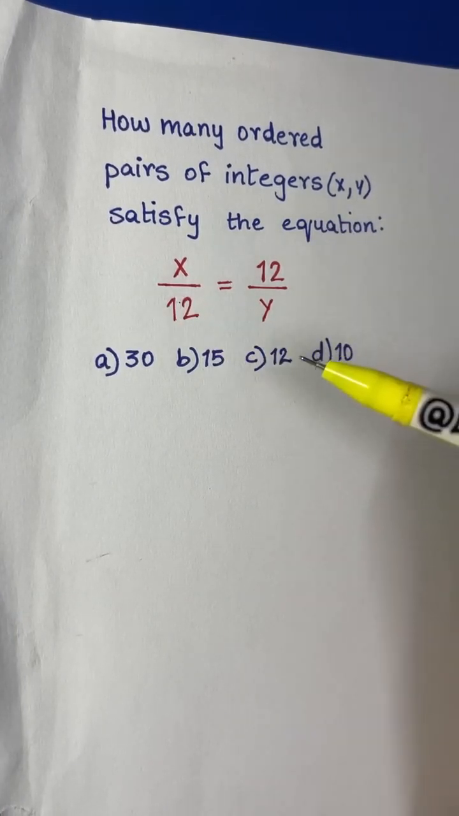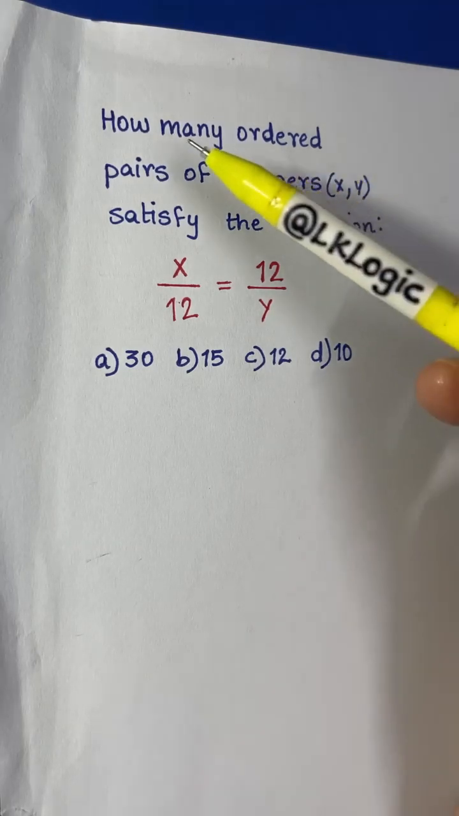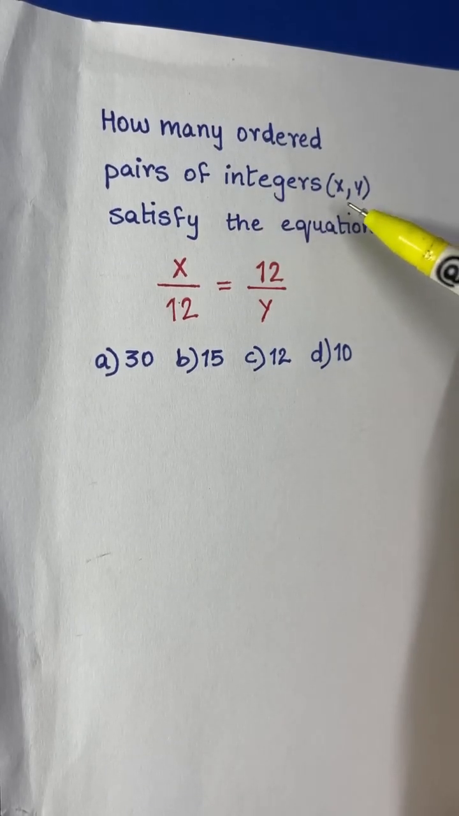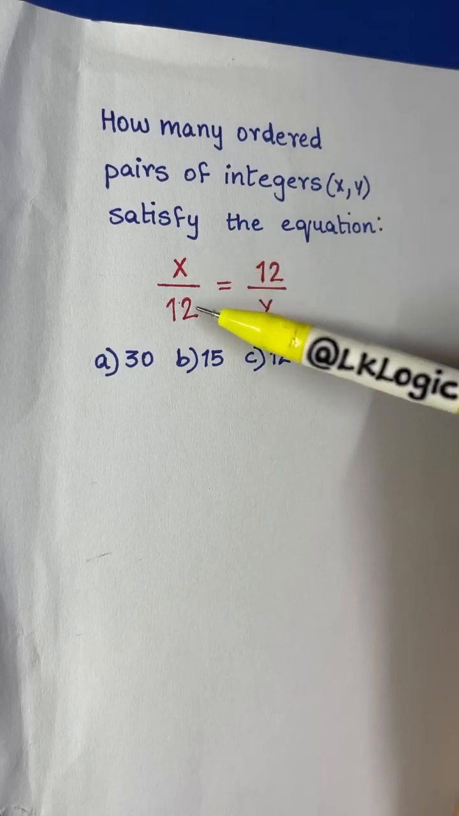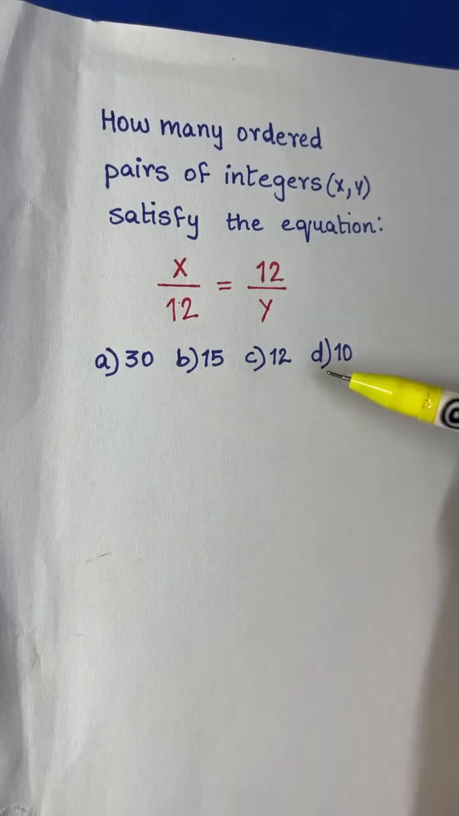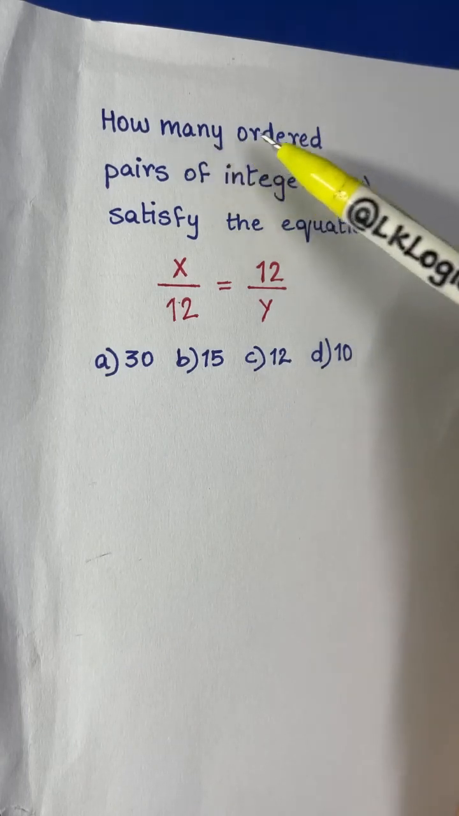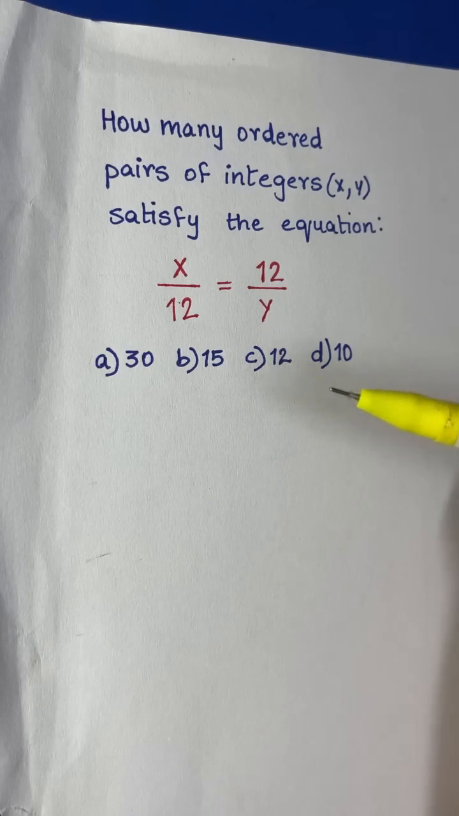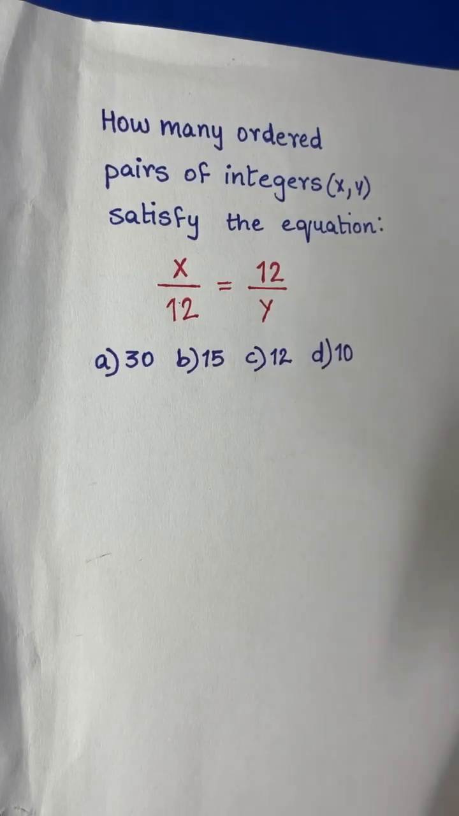Hi everyone, in this live session we are going to solve this equation. The question says: how many ordered pairs of integers x comma y satisfy the equation x over 12 equals 12 over y? You have four choices here: 30, 15, 12 or 10. So we have to find how many ordered pairs of integers satisfy this equation. How would we solve this? Let's see.